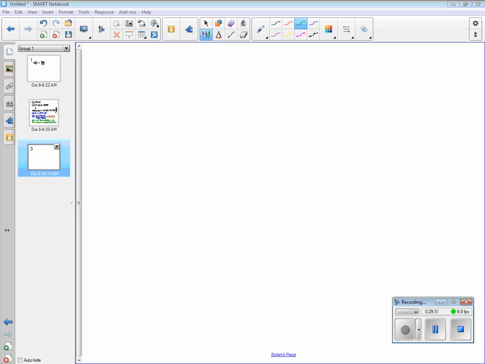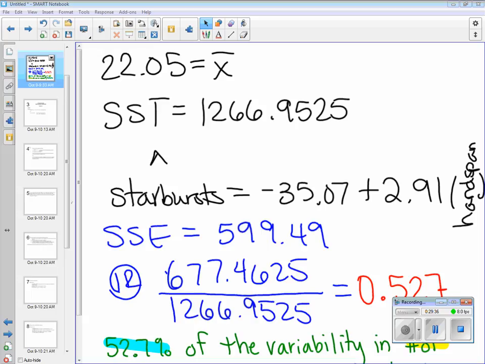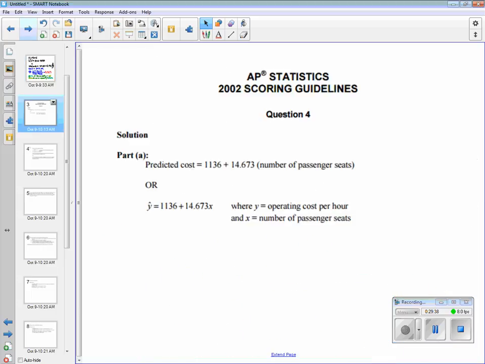So I'm going to pause the recording, and I want you to go ahead and work on the FRAPPY. So this question, I've gone ahead and copied and pasted the scoring guidelines directly from the College Board's website to see how well we can answer this question.